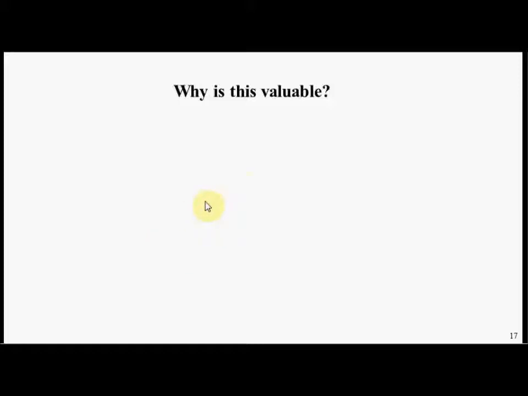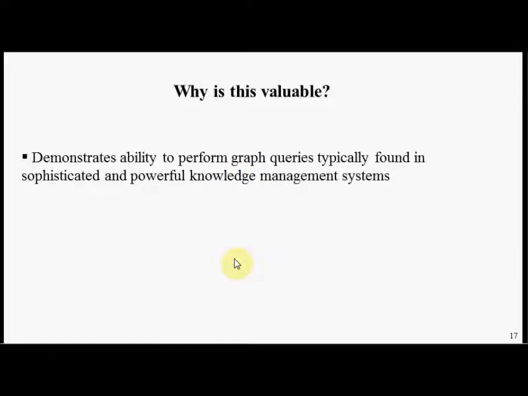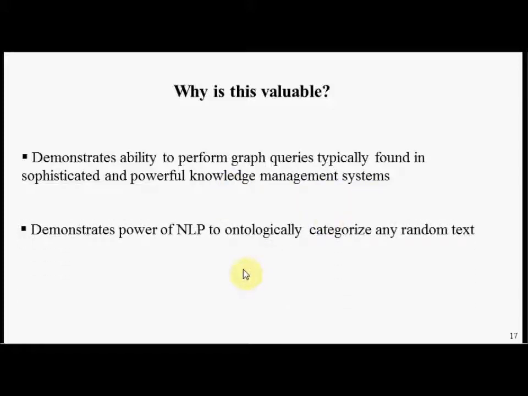So why is all of this valuable? First of all, it demonstrates an ability to perform rather sophisticated and powerful capabilities typically found in a knowledge management system. Secondly, it demonstrates the power of natural language processing to ontologically categorize any random text.